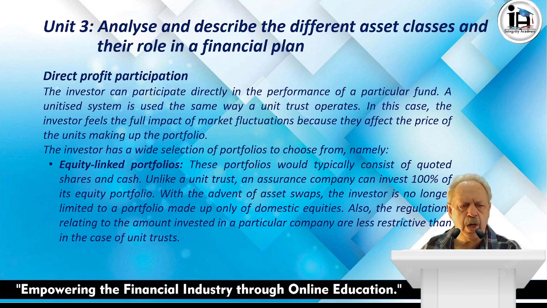The investor has a wide selection of portfolios to choose from, namely equity-linked portfolios. These portfolios would typically consist of quoted shares and cash. Unlike a unit trust, an insurance company can invest 100% of its portfolio in an equity portfolio. With the advent of asset swaps, the investor is no longer limited to a portfolio made up only of domestic equities. Also, the regulations relating to the amount invested in a particular company are less restrictive than in the case of unit trusts.